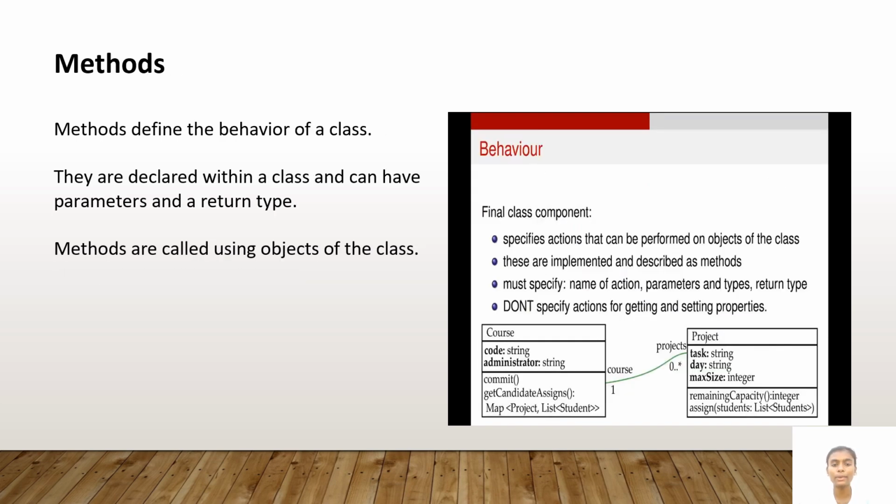What are methods? A method is a procedure associated with a class and defines the behavior of the objects that are created from the class. A method defines the behavior of a class. Methods are declared within the class and can have parameters and a return type. Methods are also called using objects of the class. A method is a specific action that can be performed by an object of the class.